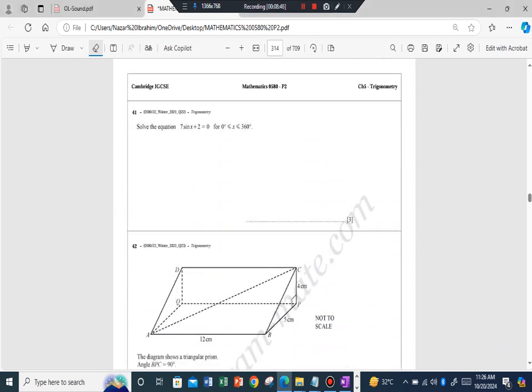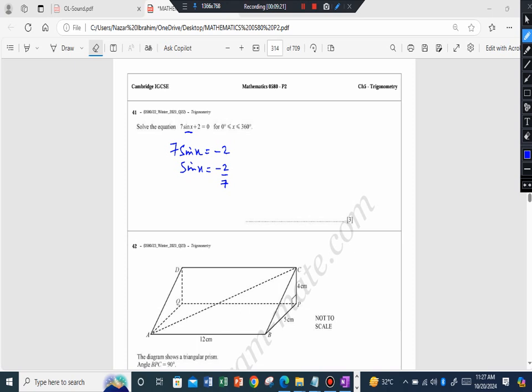Second question: solve the equation 7 sine x plus 2 equals 0. To solve any question, we keep the variable, which is sine x, and move the other terms over. So 7 sine x plus 2 will go over there as minus 2. Now 7 is multiplying sine x, so it goes into the denominator. Sine x is equal to minus 2 upon 7. Clear?